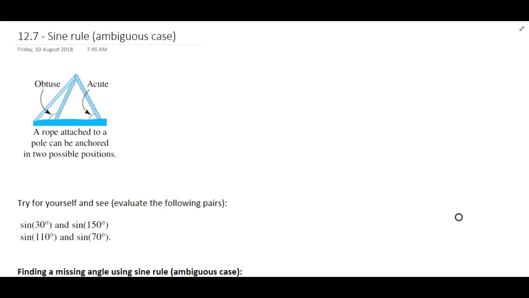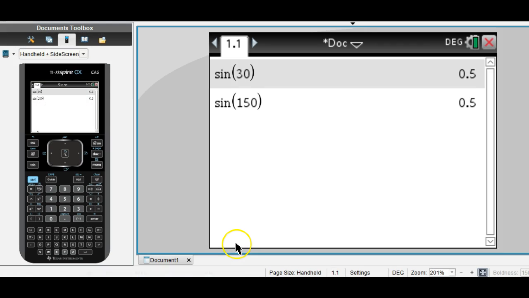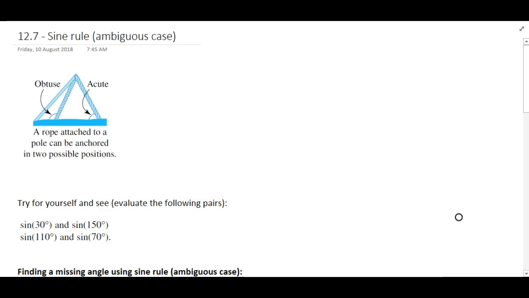Okay, so the ambiguous case of the sine rule means that if you use sine 30 and sine 150, like we've got listed here, or sine 110 and sine 70, they both equal the same thing. For example, sine 30 and sine 150 both equal 0.5. So you can have two angles giving the same sine value. One is going to be the obtuse version and one's going to be the acute version.